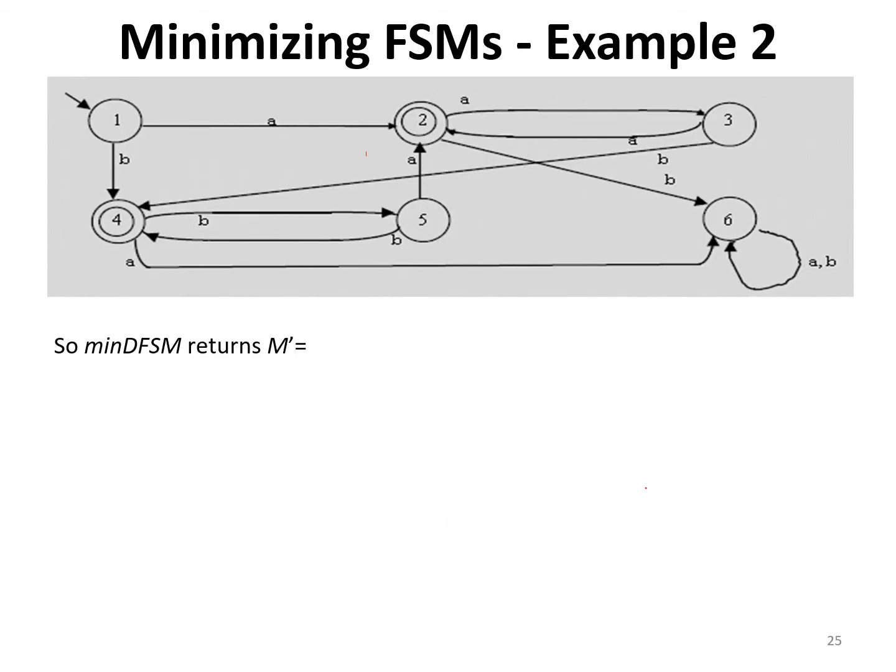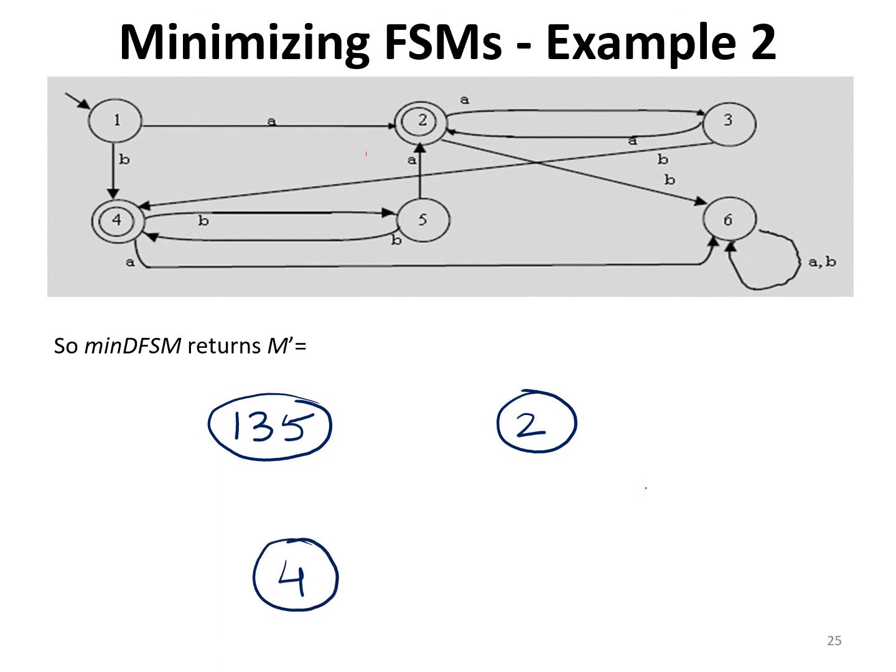So the minimized DFSM consists of 4 states: 1, 3, 5, 2, 4 and 6, where the initial state is 1. Coming to the accepting states, in the DFSM the accepting states are 2 and 4. So wherever we have 2 and 4 will be the accepting states of the minimized DFSM.